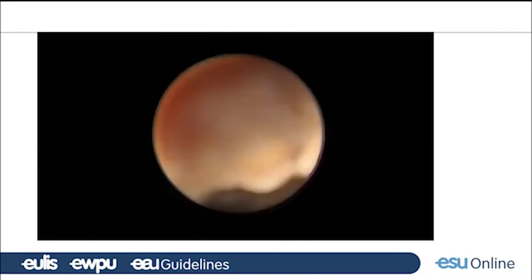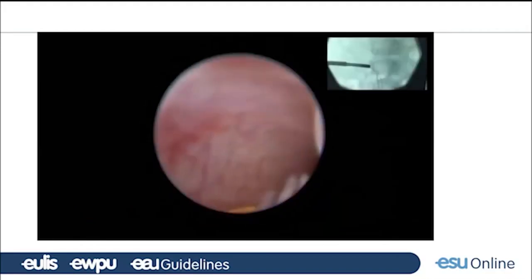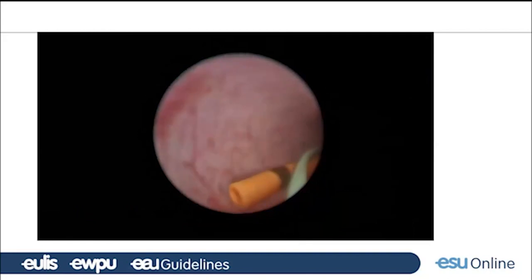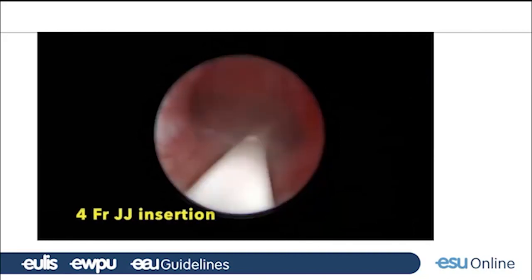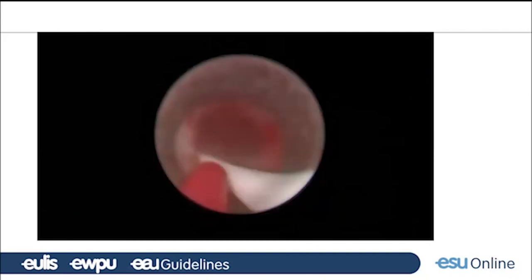At the end of the procedure, we just insert a double J stent. In these cases, nowadays, we regularly use a double J stent with a string. Therefore, there's no problem with stent extraction.